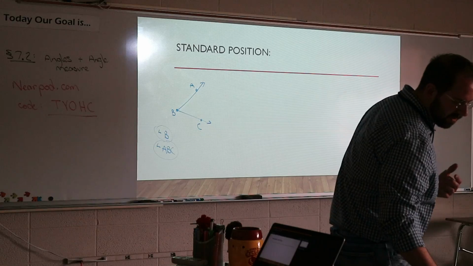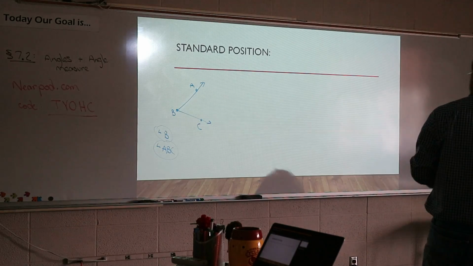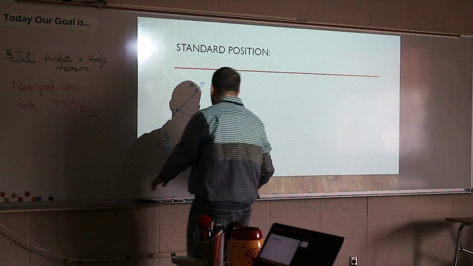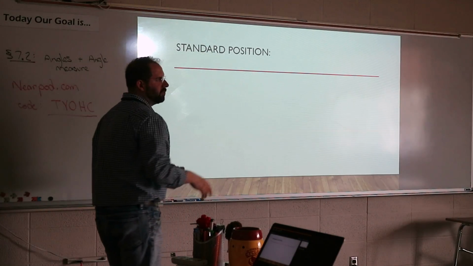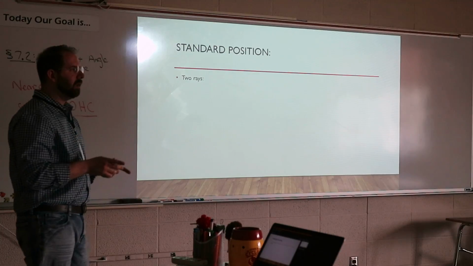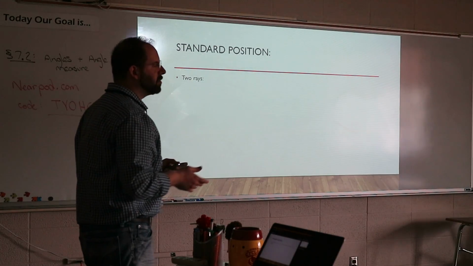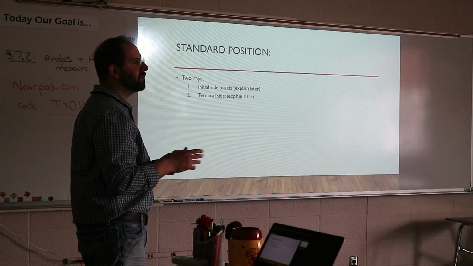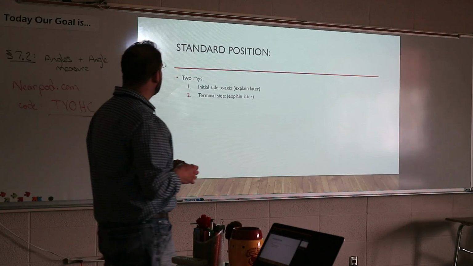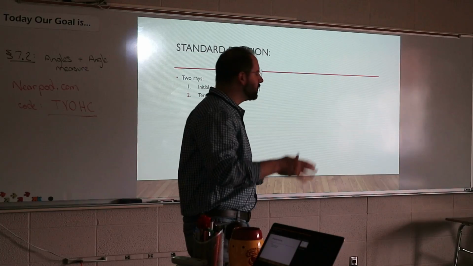Let's go to the next part here. So now we're going to start drawing angles. So this is the part you're about to see up here. When you draw angles, we want to draw them with 2 rays. And the rays have names. They're called the initial side and the terminal side. X-axis and Y-axis, right? Well, not Y-axis, but any other side.